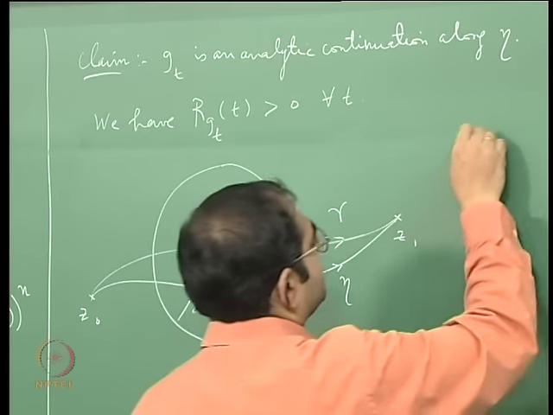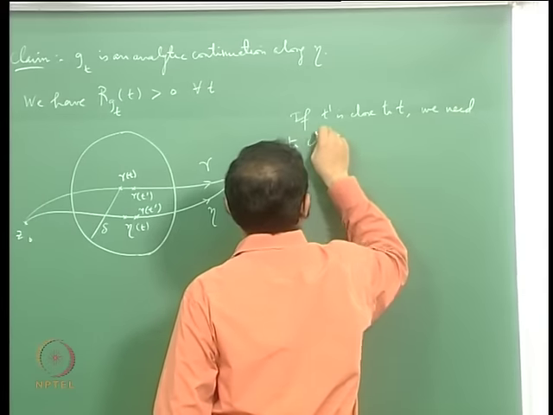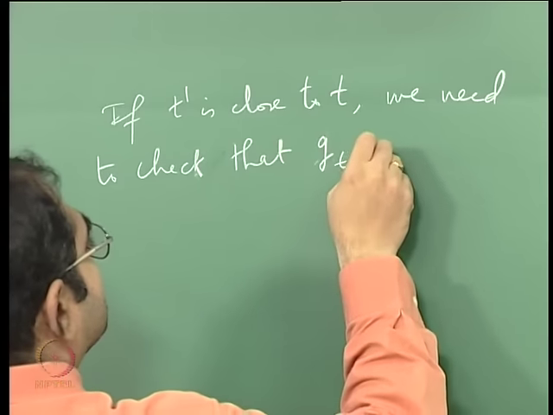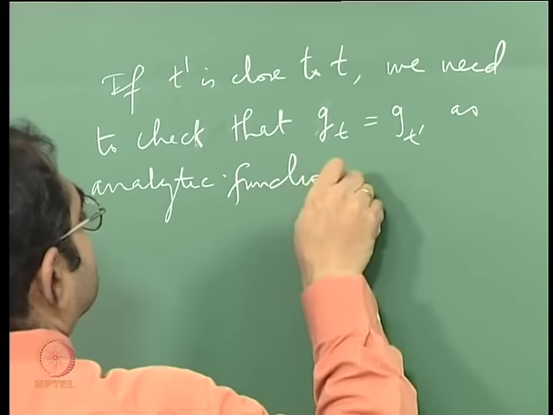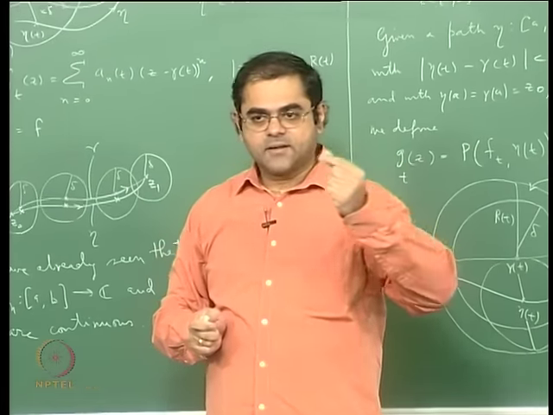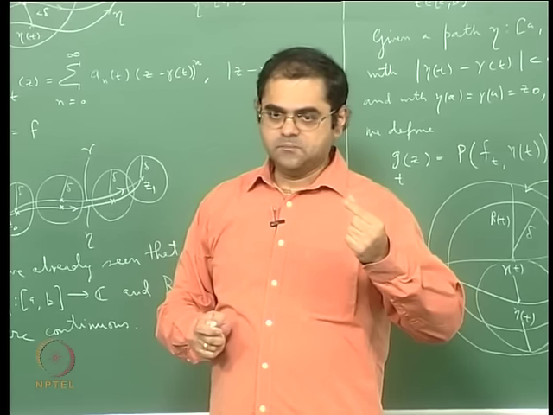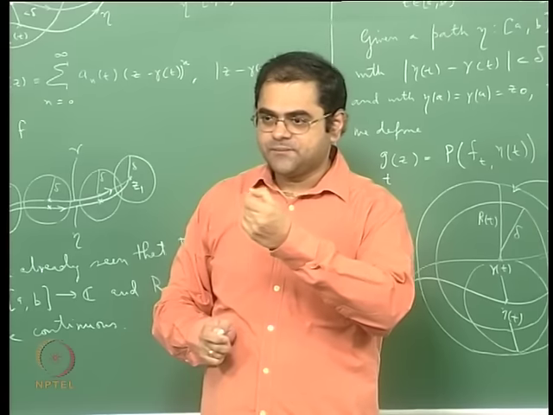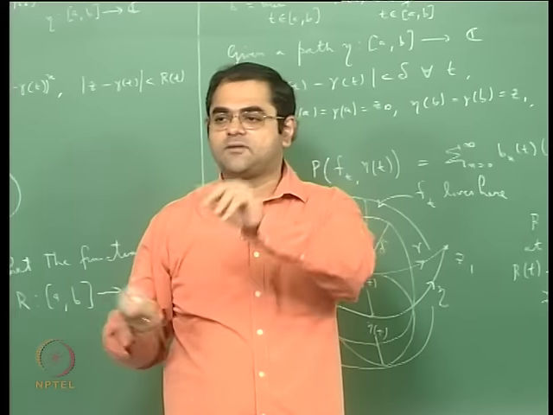So you see, if T prime is close to T, we need to check that GT is equal to GT prime as analytic functions. You have to check this, okay. One of the conditions of the analytic continuation is that it is given by power series, but the power series are all expansions of analytic functions at different points, okay. The points are varying along the path, but the condition is, if you go to nearby points, then the power series will be different, but they should give you the same analytic function, okay. The power series will of course be different because you have changed the center of the power series, okay.